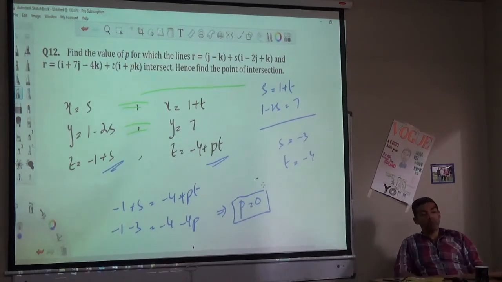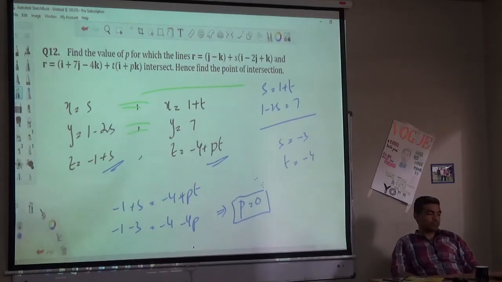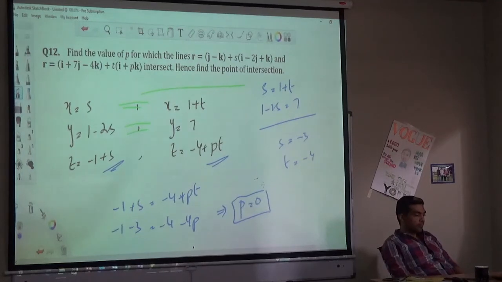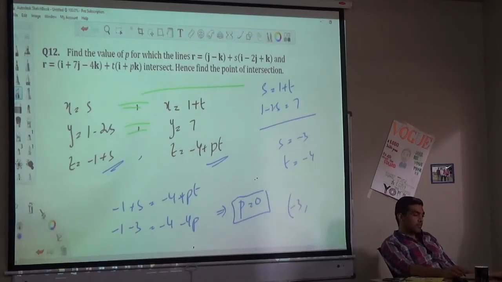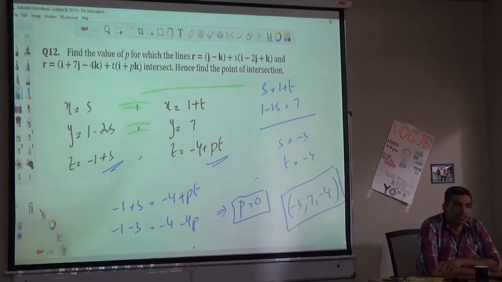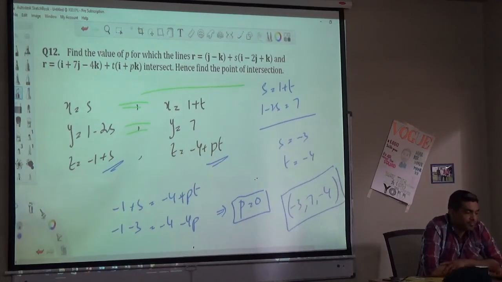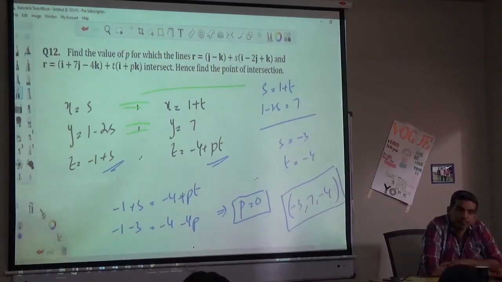So we got the value of p, and now we need to find the point of intersection as well. So all x, y, z. Now whether you plug t here or you plug s here, you get the same x, y, z. Minus 3, 7, minus 1, minus 4. Minus 3, 7, minus 4 should be the point of intersection. Guys, any questions? Are you all good?